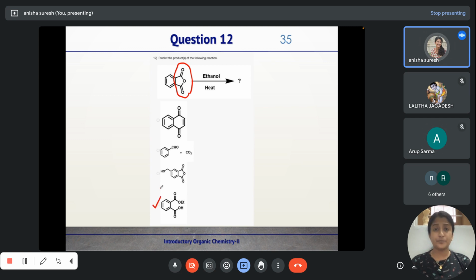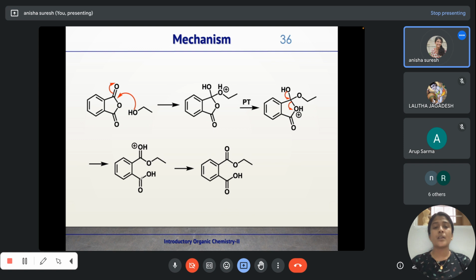So coming to the mechanism, this ethanol will add on to the carbonyl carbon. It can add on to any of these carbonyl carbons. Both are equivalent. So ethanol will add on to the carbonyl carbon, and this C-O bond will open up. It will result in the formation of this tetrahedral intermediate. Then a proton transfer can take place between this OHEt and this O group on the ring.